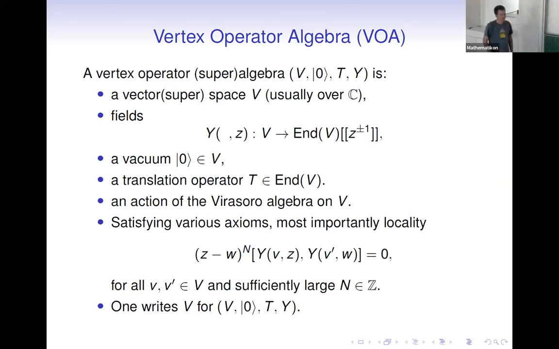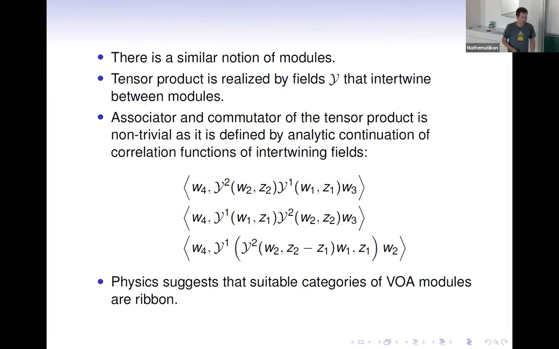This identity is the most important one. It's called locality, and you can read it as saying the fields commute. You should think about it as: as long as the points are separated in space-time, the fields commute. And it turns out that this locality implies that the vertex operator algebra has an operator product expansion, a family of algebra structures. I just wanted you to see the definition for those who haven't seen that.